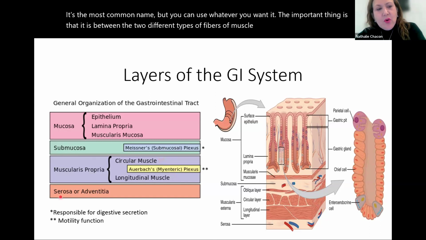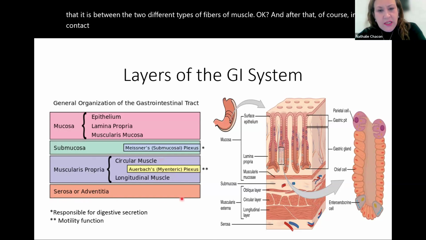And after that, of course, in contact with the outside of the GI, is the serosa or adventitia, which is in close contact with the peritoneum.